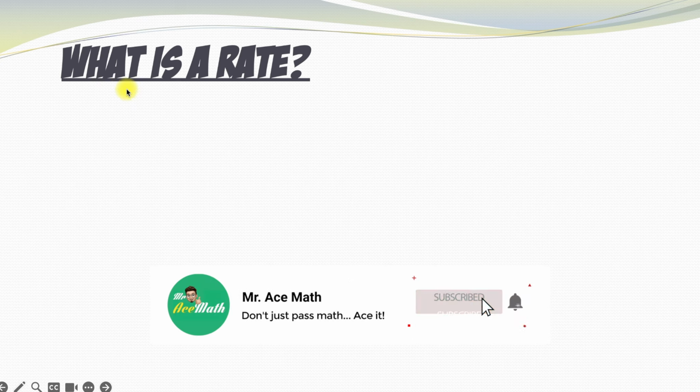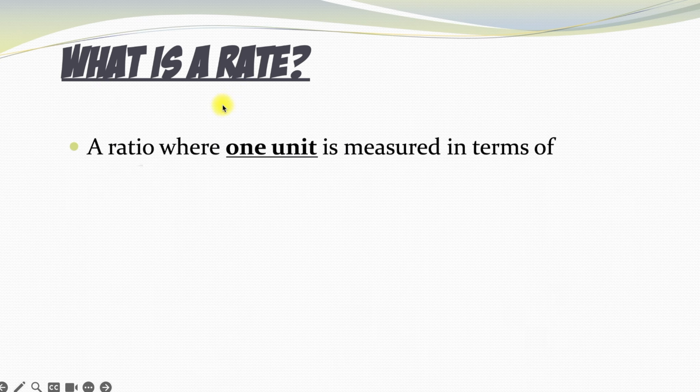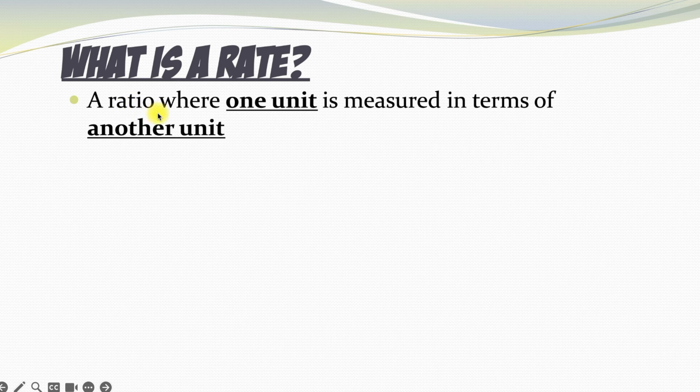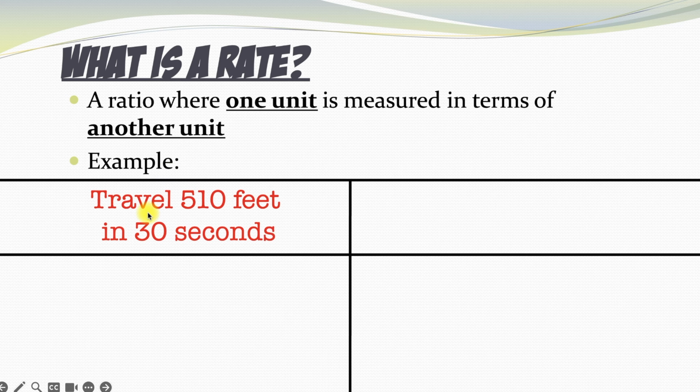First of all, what exactly is a rate? Well, a rate is a special kind of ratio where one unit is measured in terms of another unit. In other words, there's 2 different units of measure. For example, let's say we have this here. This says you can travel 510 feet in 30 seconds. This is a rate because we're measuring how many feet are traveled in how many seconds it takes to travel that many feet. And rates are written using the fraction form of ratios.